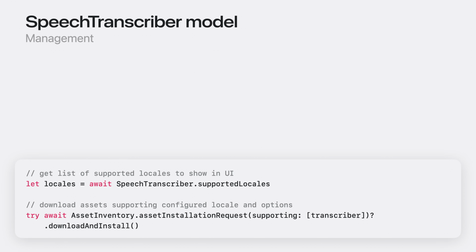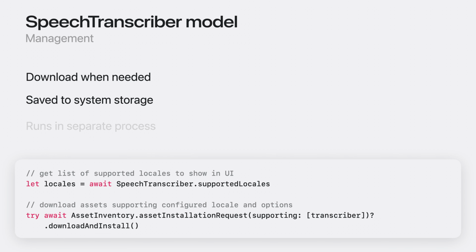With SpeechTranscriber, you gain a powerful speech-to-text model that you don't have to procure and manage yourself. Simply install the relevant model assets via the new Asset Inventory API. You can download them when needed. The model is retained in system storage and does not increase the download or storage size of your application, nor does it increase the runtime memory size. It operates outside of your application's memory space, so you don't have to worry about exceeding the size limit. And we constantly improve the model, so the system will automatically install updates as they become available.